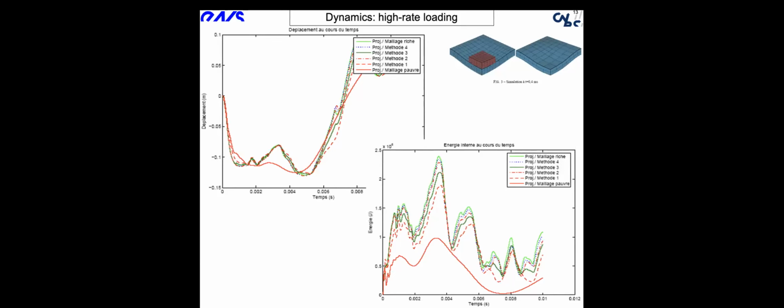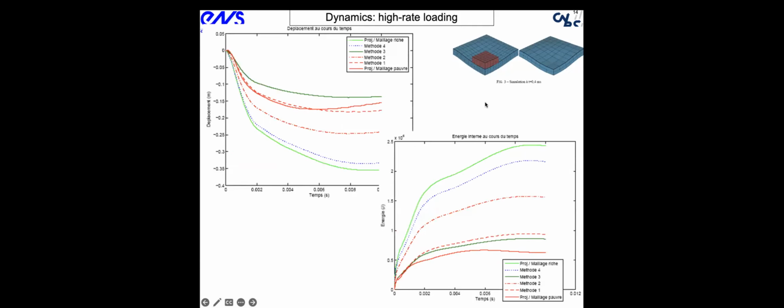Here's the fine mesh up there, and then the coarse mesh down there. So first we did it for the linear elastic problem. We recovered these peaks for different projection methods. And then we did it for the plastic part of the behavior. Then again, with method 4, we got the closest to the real transfer from one mesh to another.